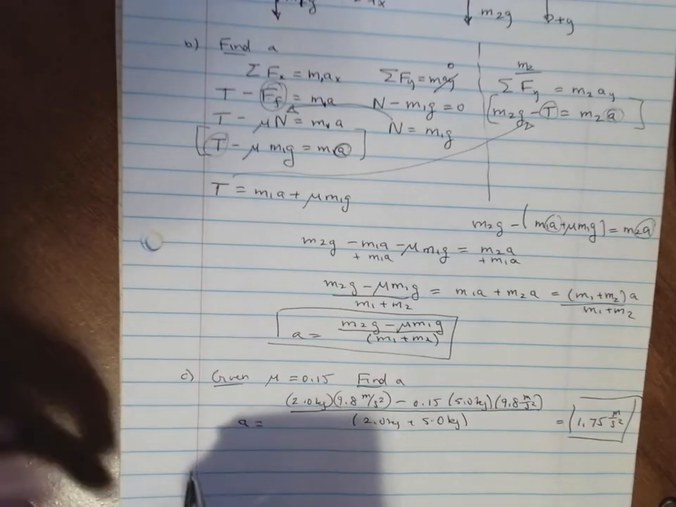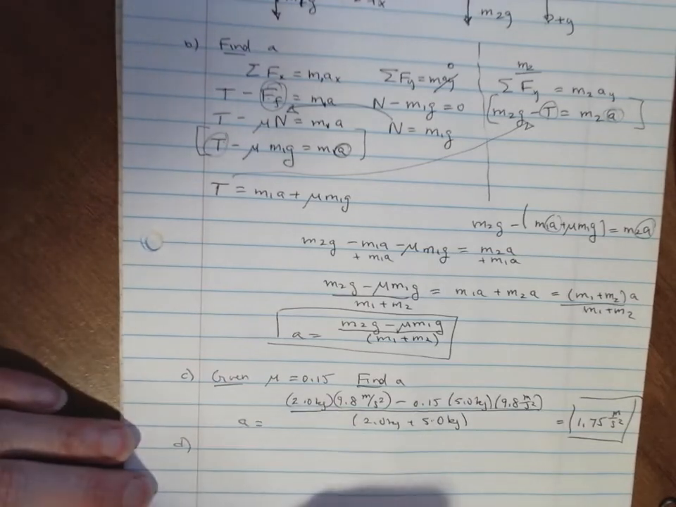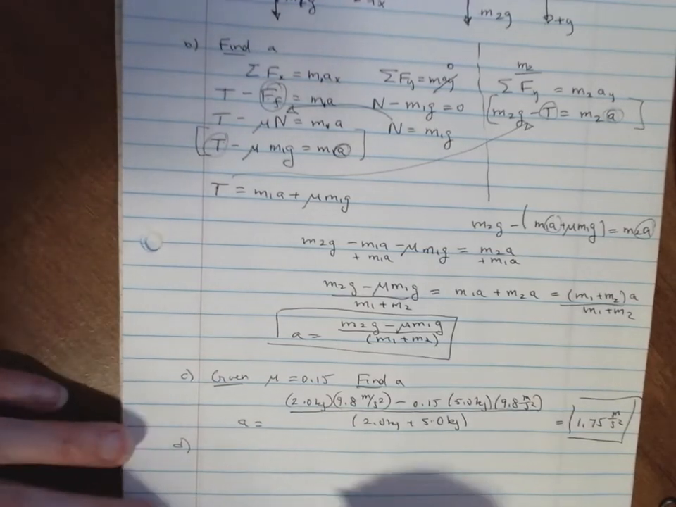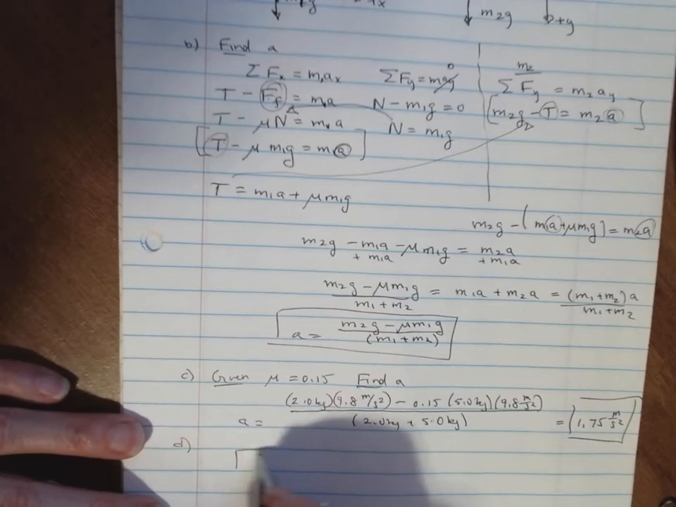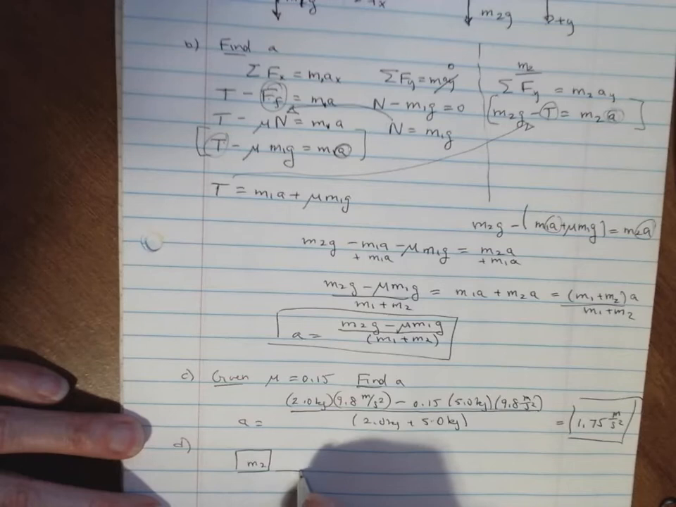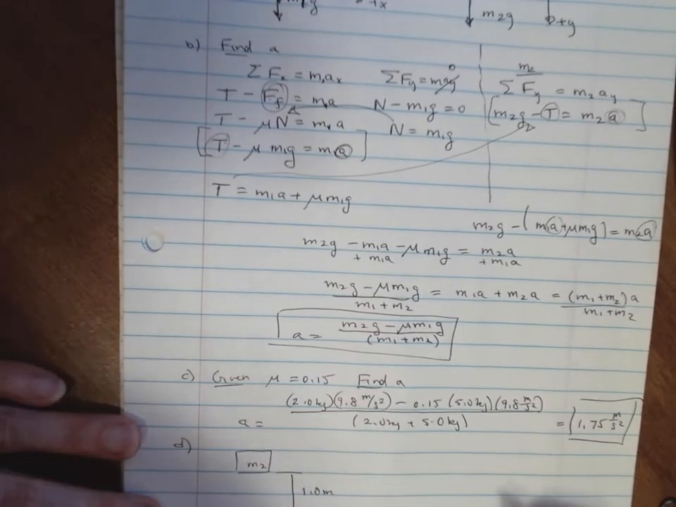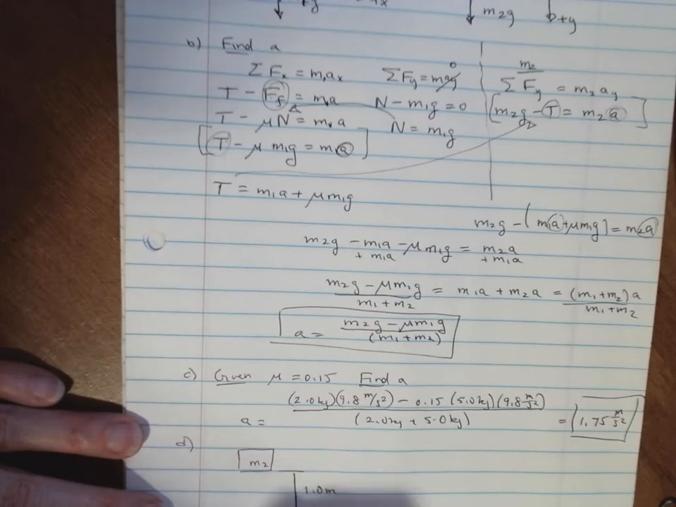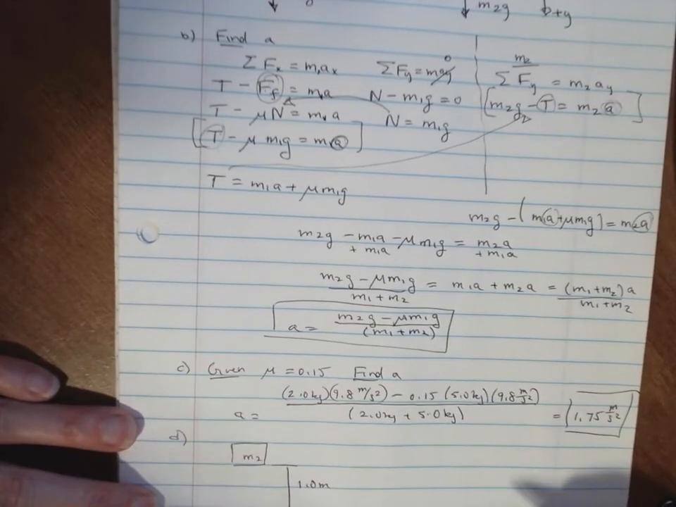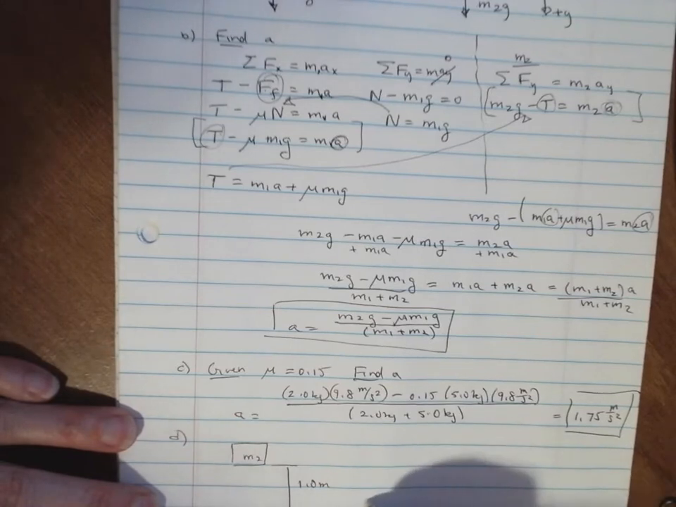Okay, and then the last part, D, says if the 2 kilogram mass is initially 1 meter above the ground, so here's my m2, it's initially 1 meter above the ground. When will it hit the ground? So the system's going to start moving. How long does it take to travel that distance? So this is a kinematics problem.